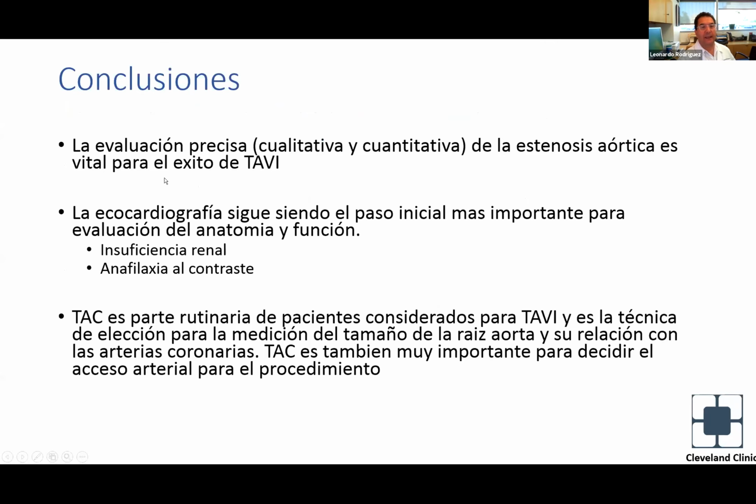Para concluir, y espero que no me haya pasado muchísimo el tiempo, el uso integrado de varias modalidades es rutinario e indispensable en los pacientes que estamos considerando para tratamiento percutáneo o transcatéter de su válvula aórtica. Las modalidades más importantes son el eco y la tomografía computarizada, y el conocimiento y la integración de estas dos modalidades hace que estos procedimientos en la actualidad sean bastante seguros, y que las complicaciones que eran frecuentes en la experiencia inicial ahora sean cada vez más bajas, y por ello es un procedimiento que se utilizará en el futuro en pacientes con bajo riesgo quirúrgico.